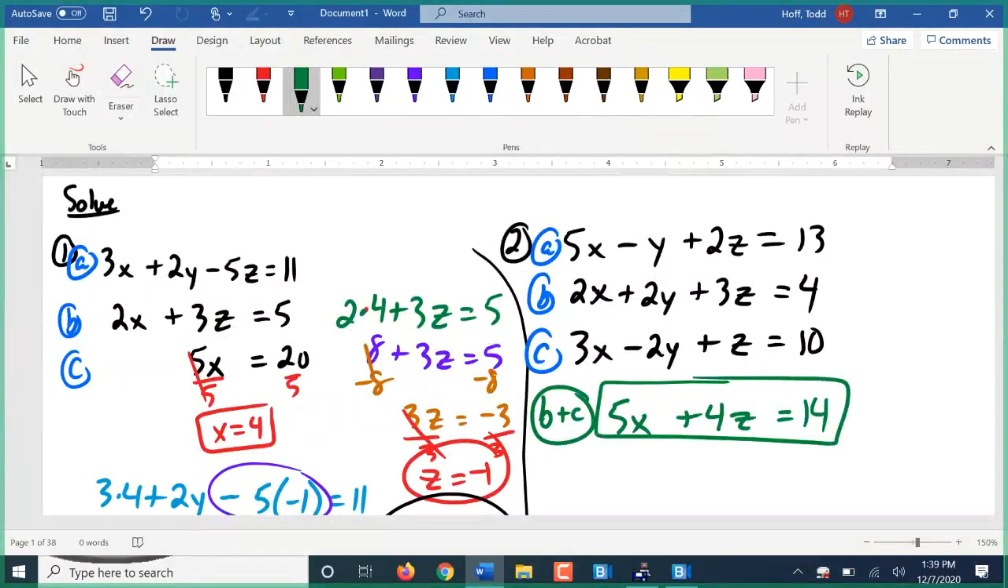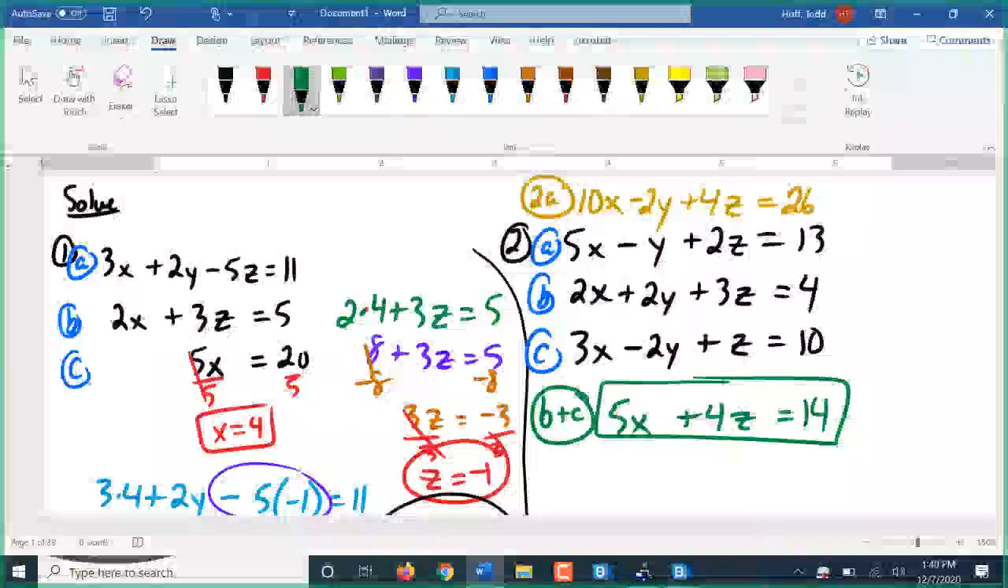Now I haven't used equation A yet, so I have to use A, and I have to get rid of the variable y because that's what I got rid of before. What I'm going to do is this. I'm going to multiply equation A by 2. I'm going to write it up above here just to save space. 5x times 2 is 10x. Negative y times 2 is negative 2y. 2z times 2 is 4z equals 13 times 2 is 26.